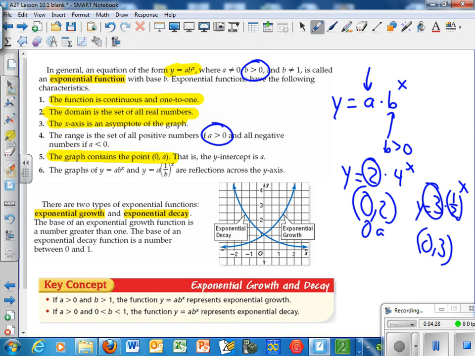The base of an exponential decay. Then we get into exponential growth and exponential decay. Actually, these are reflections across the y-axis. As you can see, they've got both of these pictured here. But then we get into exponential growth and exponential decay. Basically, it's a curve. Exponential growth is growing from left to right.